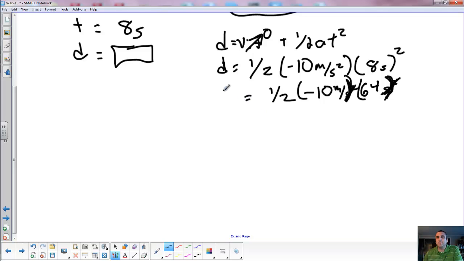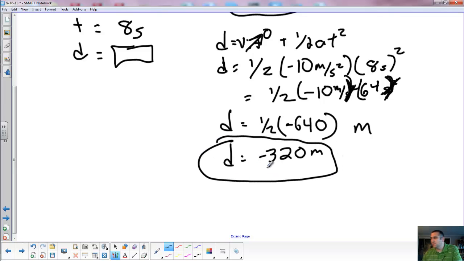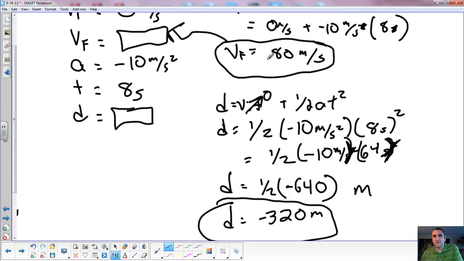So the answer is going to be something meters. So negative 10 times 64 is 640. Carry the negative down. Times 1/2. So that would be 320 meters. Negative. Because that was a negative and that was a negative and it was falling. So to answer the question, the displacement is negative 320 meters and the object is going at 80 meters per second negative. I hope you guys caught that.